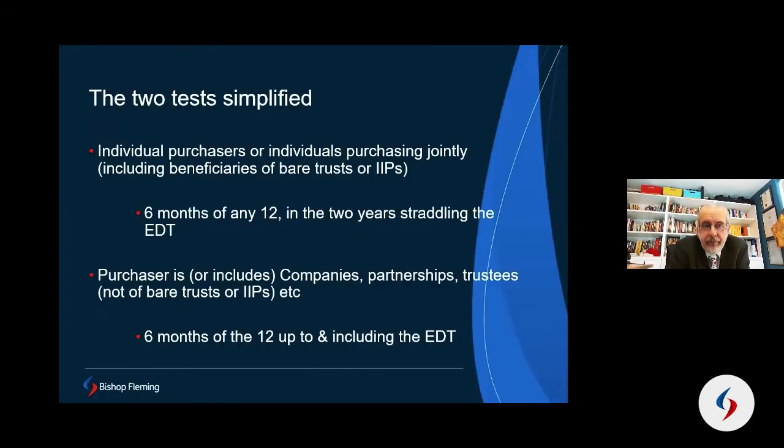So we've got two tests. For individual purchasers or individuals purchasing jointly, which includes beneficiaries of bare trusts or interest in possession trusts, we're looking for 6 months of any continuous 12 months in the 2 years straddling the effective date of transaction. If the purchaser is or includes companies, partnerships, trustees, apart from trustees of bare trusts or IIPs, it's 6 months of the 12 up to and including the effective date of transaction. Now that might sound complicated, but it's a lot simpler than the statutory residence test. But the bad news is it's different to the statutory residence test, and it will come up with different results.